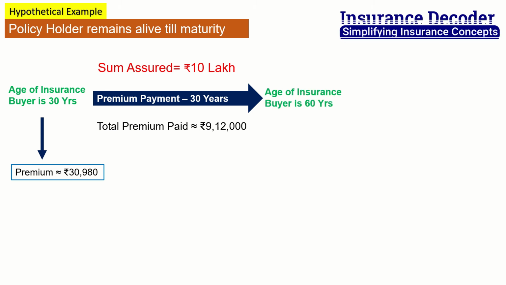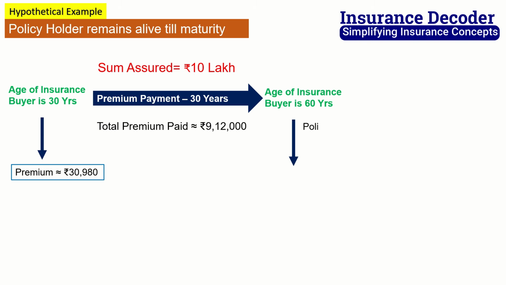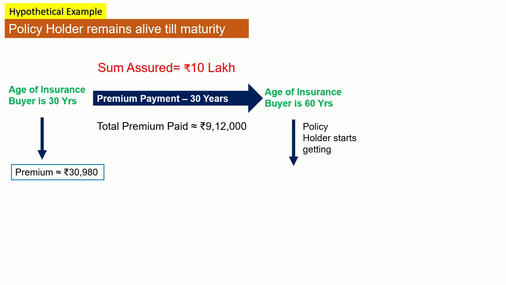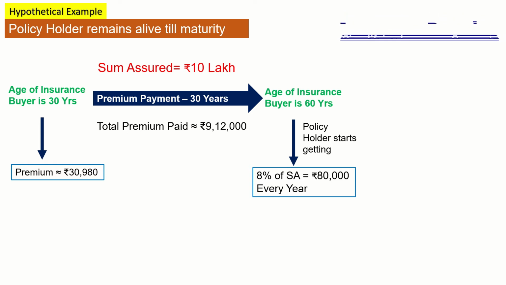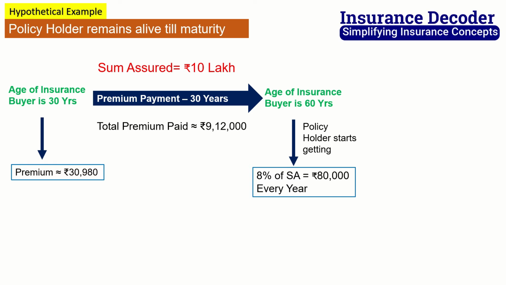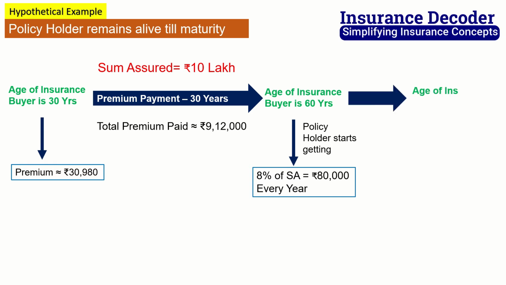Now at the age of 60 years, since he has taken the policy for 30 years, so 30 plus 30 is 60 years, his policy matures. And then from that date, the policyholder starts getting 8% of sum assured, that is 80,000 every year. So this is how this will work. In our case, the sum assured is 10 lakh. So 8% of 10 lakh is 80,000 every year. So from 60 years onward, he will be getting 8% of sum assured every year. And then the premium will stop. He will not have to make any kind of premium. He will keep getting this 80,000 every year till he attains the age of 100 years.